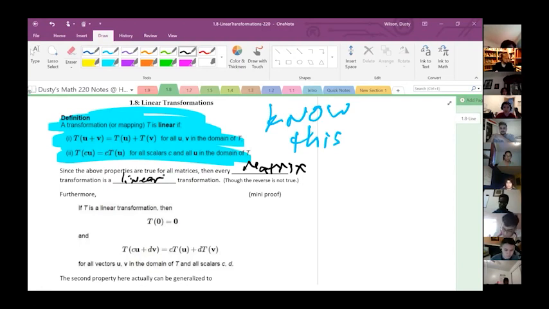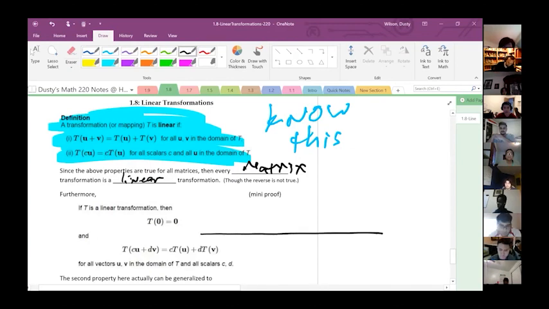Yeah, thank you for that, Croy, on shear stuff. So furthermore, if T is a linear transformation, then T of 0 equals 0, and T of CU plus DV equals C times T of U plus D times T of V for all vectors U, V in the domain of T and all scalars C and D. Okay, so let's look at these really quickly.